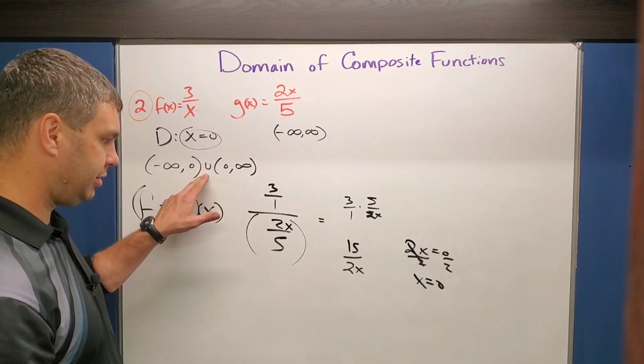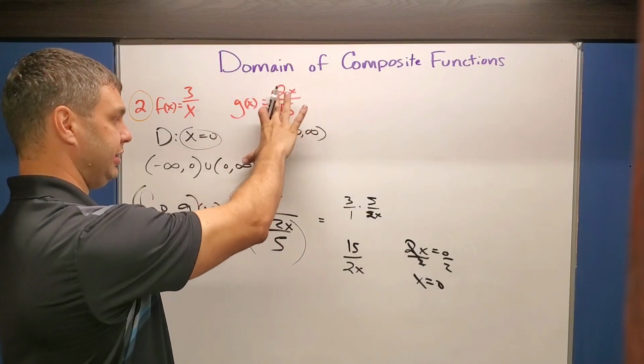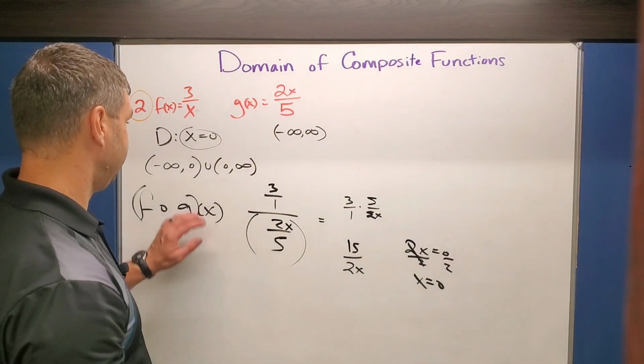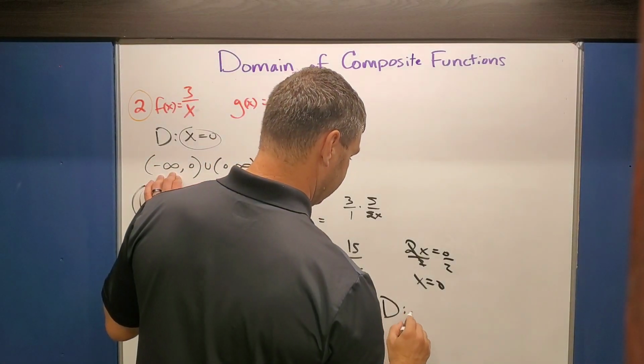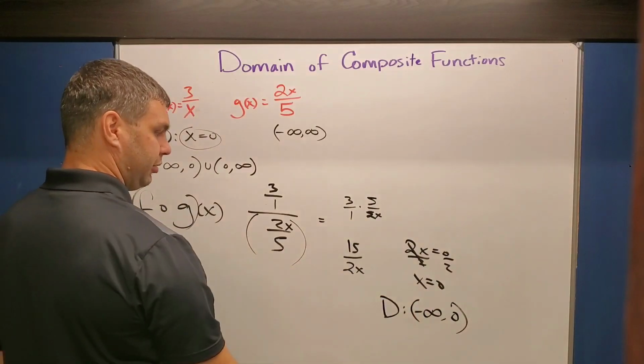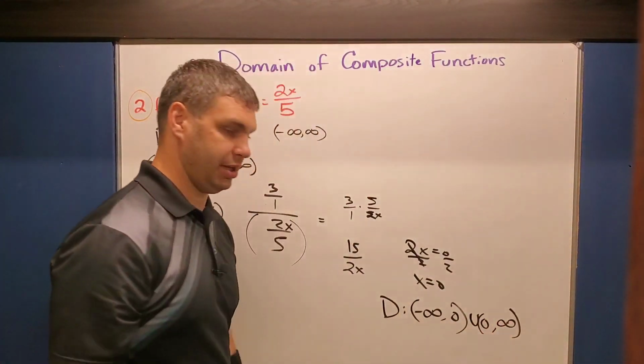So my domain, you could say, because this one was negative infinity to positive infinity, that's not going to affect it at all, but the f of g of x by itself is going to have a restriction on the domain. And so I can say my domain is going to be from negative infinity until 0, because that did not work, union with 0 to infinity. All right, let's try one more.